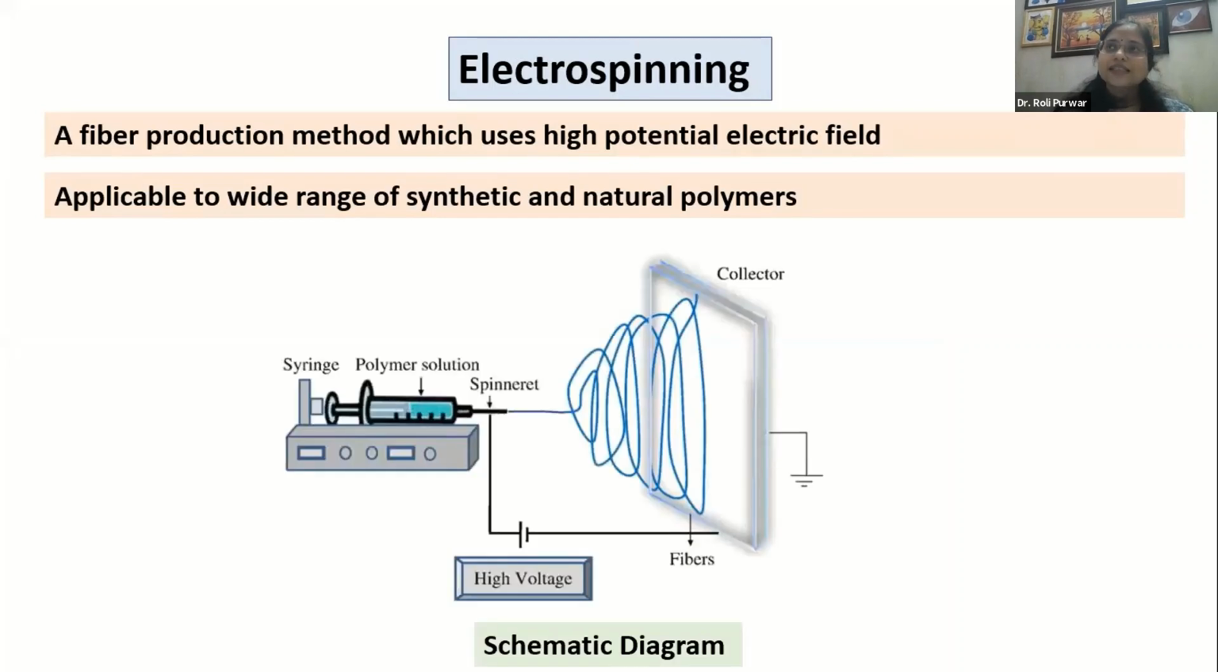This is the general schematic diagram of the electrospinning machine. It is simple, with four or five systems, and we can manufacture an electrospinning unit. The major part is the syringe, where we put the polymer solution, and the syringe head works as a spinneret. We have the high voltage supply system, and we should have a collector so that the fiber can collect over the surface of the collector plate.